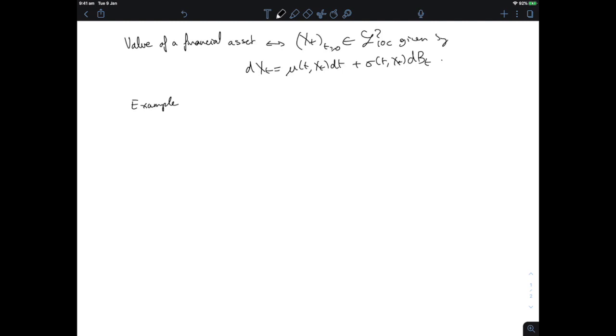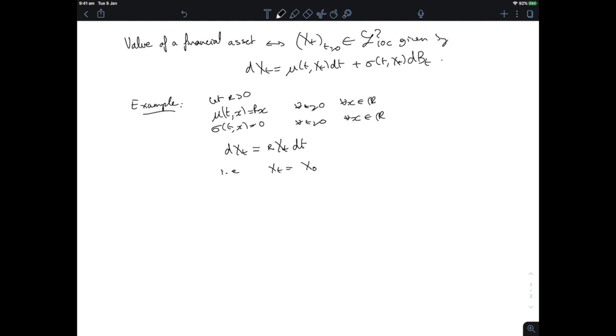Nevertheless, to understand what we're trying to do here, modeling the value of financial assets with stochastic processes, it's good to go back to the simplest example. And the simplest example of an SDE is an ODE. It's the case where everything is deterministic. So what if we look at the case where mu(t, x) is just equal to r times x for all t and for all x, and sigma(t, x) is just equal to 0 for all t and for all x, where r is some positive number. Then we're really looking at the ODE dX_t = r X_t dt, and we know that the solution is X_t = X_0 times exp(rt), just from standard ODE theory.